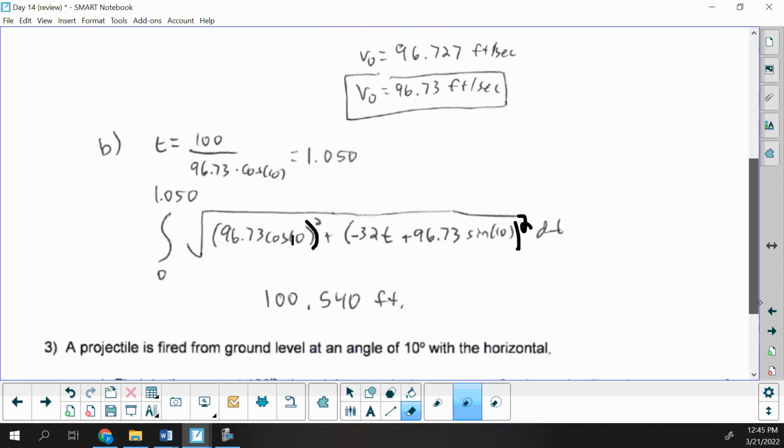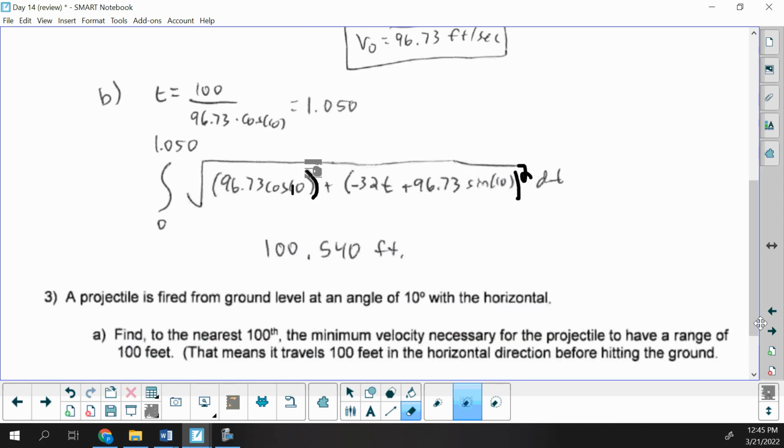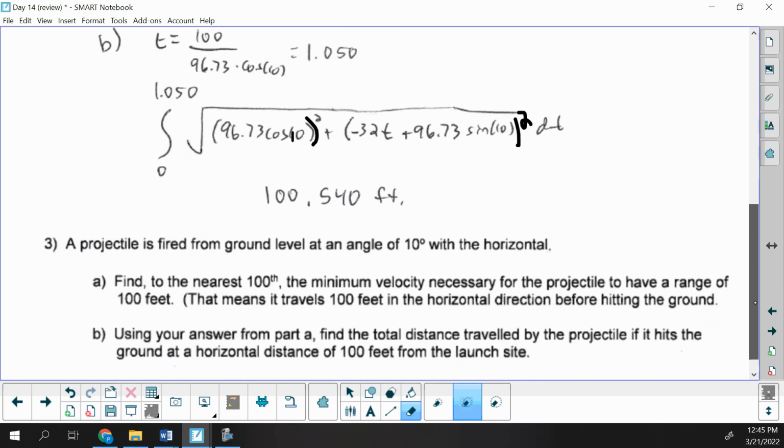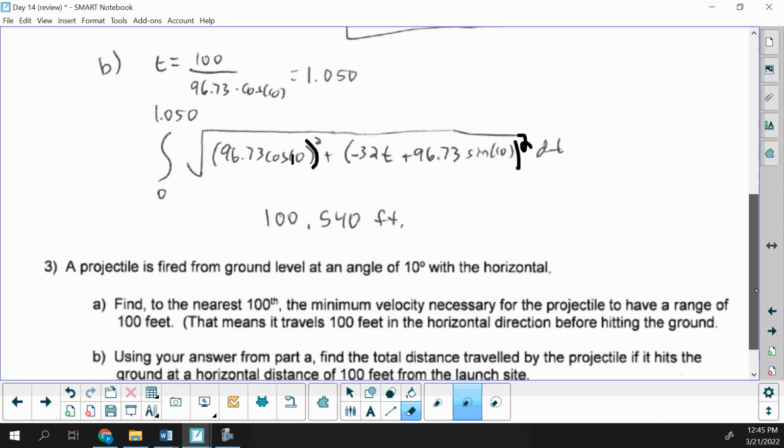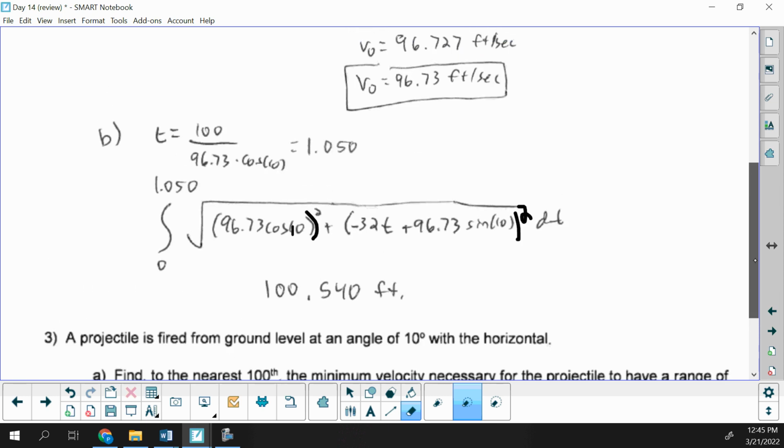Well, then they wanted to know in part B, the distance traveled by our projectile. Well, our 96.73 was a feet per second. This 100 was a feet. So we can divide them to get the number of seconds that the projectile travels.